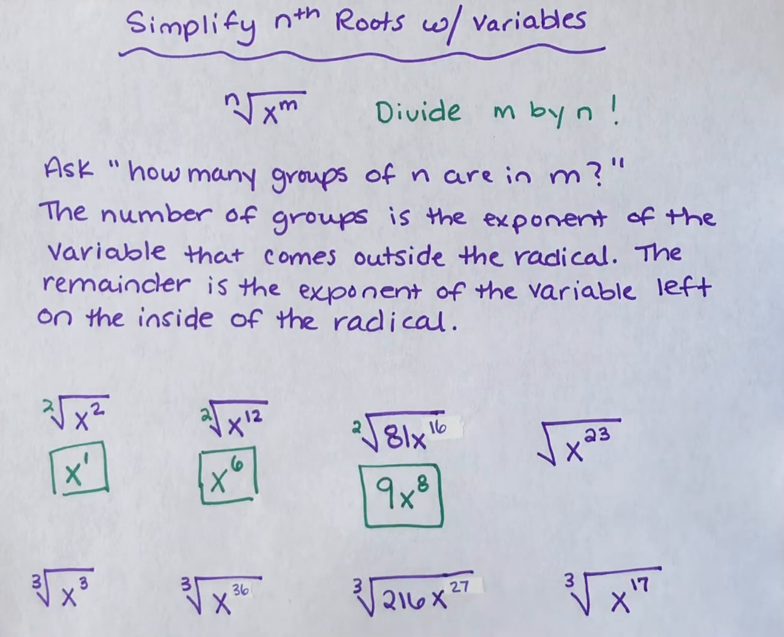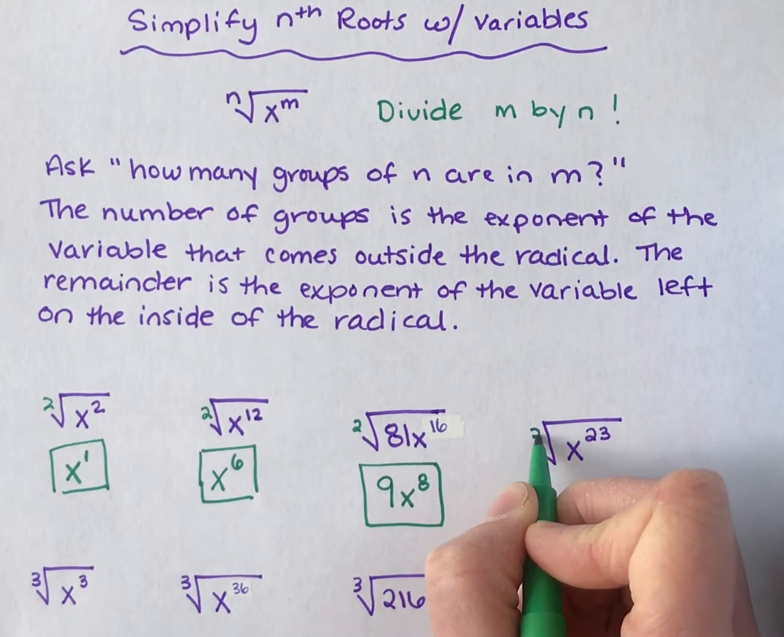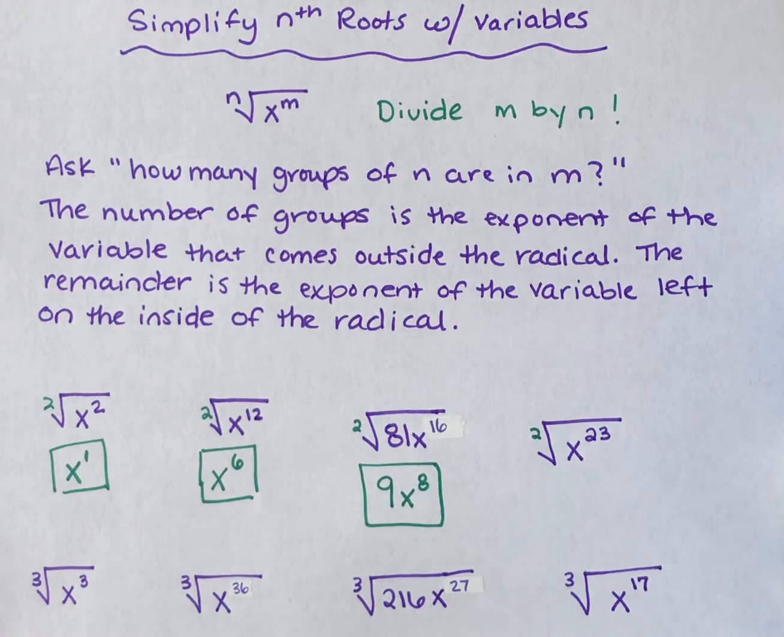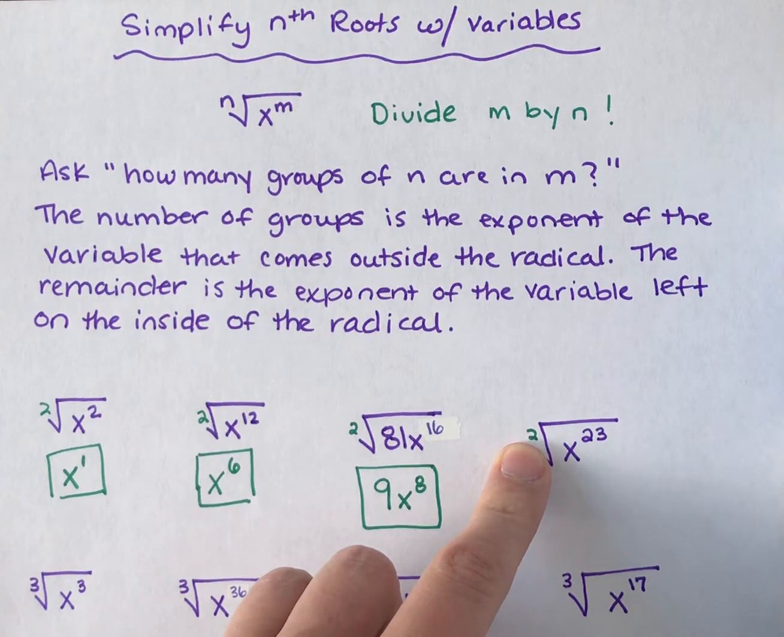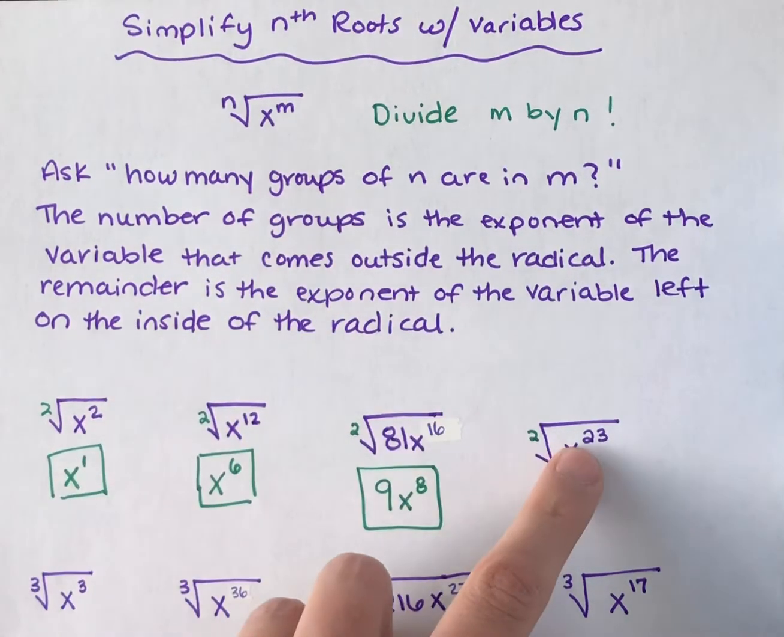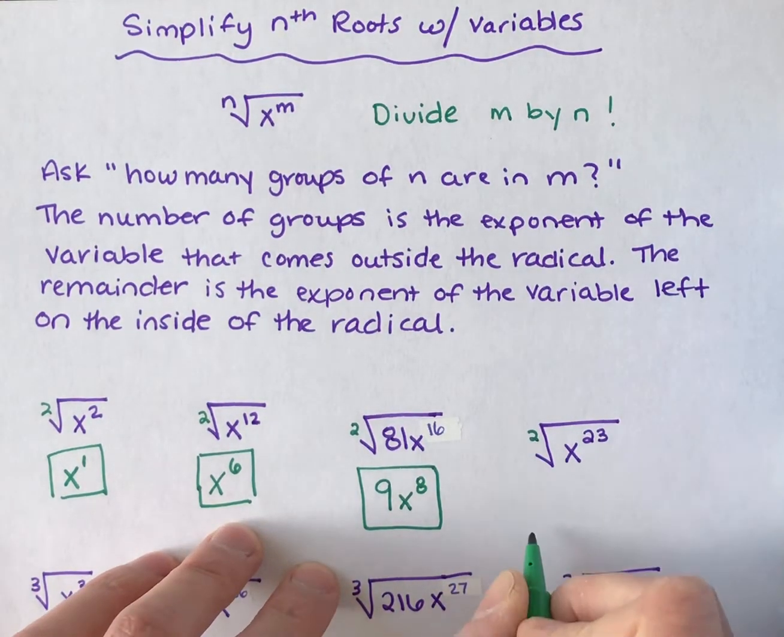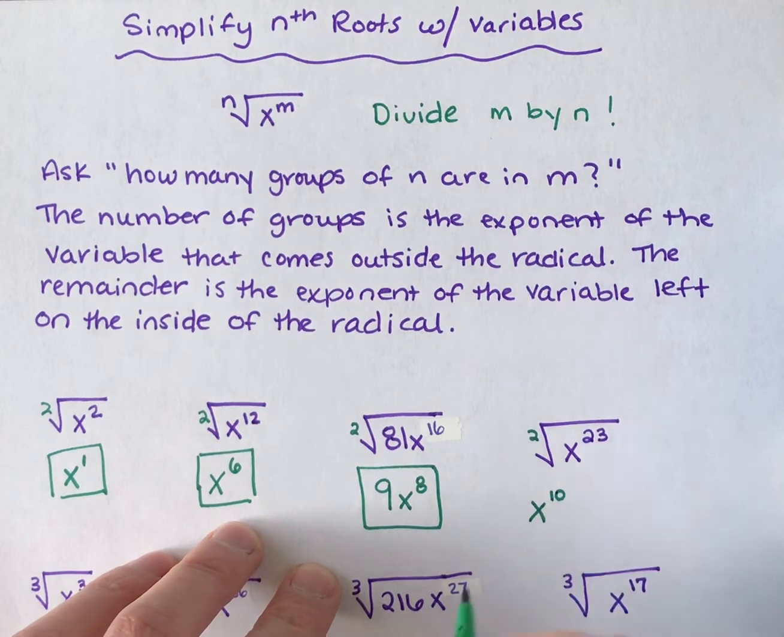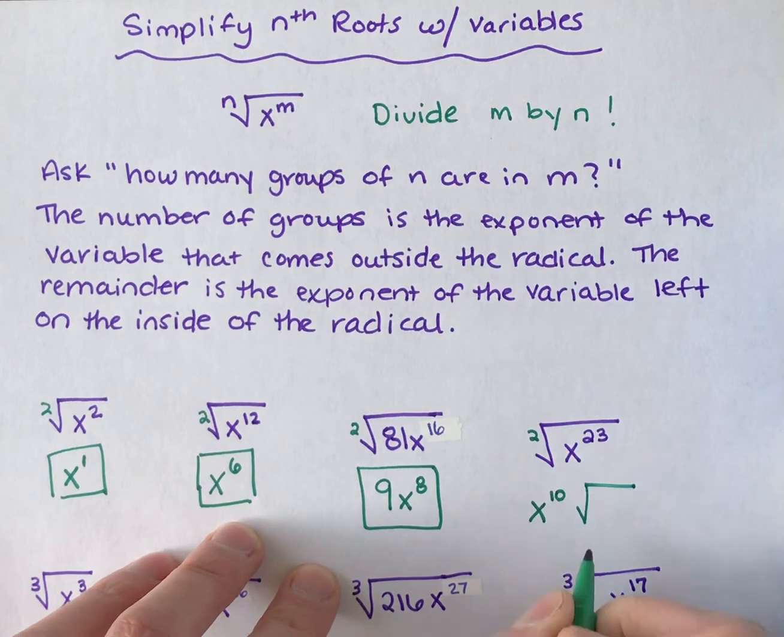If you look at my last example with square roots, this time I'm taking the square root of x to the 23rd. So again, there's an index of 2. If I use my rule, 23 divided by 2 is 10, and there's a remainder of 3 left over. Or if you think about it, if you have 23, you can make 10 groups of 2, and there's going to be 3 left over. So there's 10 groups I can make, so that x to the 10th comes out. Inside the radical, I'm left with that remainder of 3.